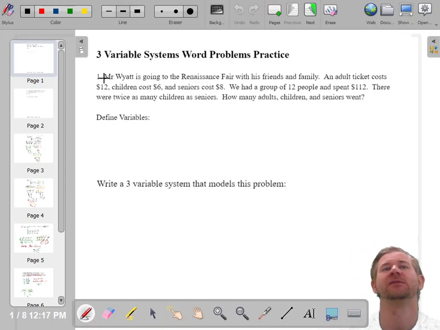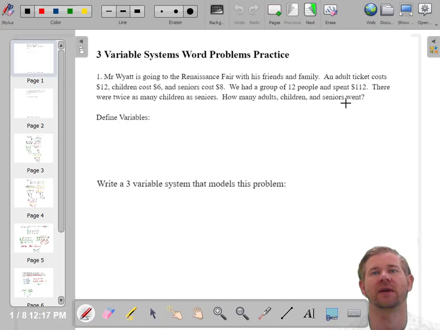First thing, it says Mr. Wyatt's going to the Renaissance Fair. I love the Renaissance Festival. And we got adults are $12, children cost $6, seniors cost $8, and we spent $112. Okay, right. First thing, how many adults, children, and seniors went?